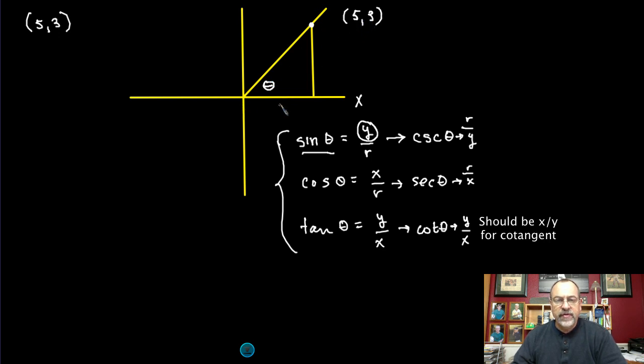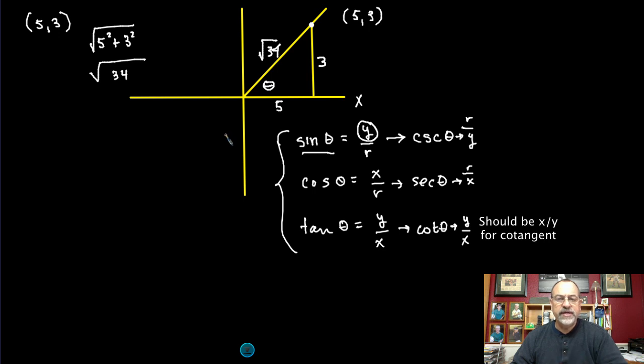So the x value would become the adjacent side, because that's this far, and then this is my y value. So in order to do my trigonometric ratios, all I have to do is calculate the length of this, the r, and I can write my ratios. So the square root of 5 squared plus 3 squared is going to be my r. So 25 and 9 is 34. So the length of this, or r, is the square root of 34.